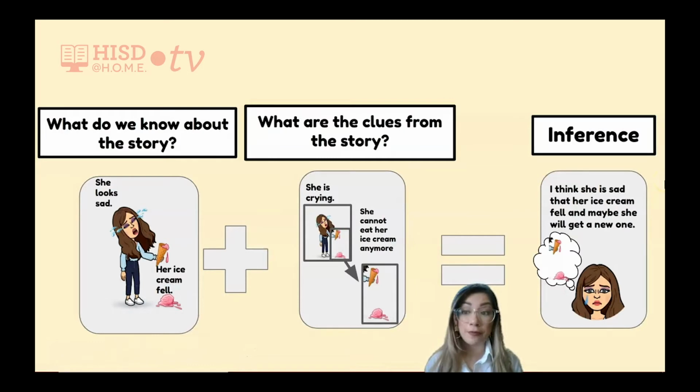So when we make an inference, we take what we know, just like in this picture here. We know she looks sad and that her ice cream fell on the floor. And then, what are the clues from the story or the picture? Well, the clue here is that she's crying and she cannot eat her ice cream anymore because it fell on the floor. So what kind of inference can you make? Well, I think she's sad and that her ice cream fell, and maybe she might get a new one. And then maybe she might feel happy.